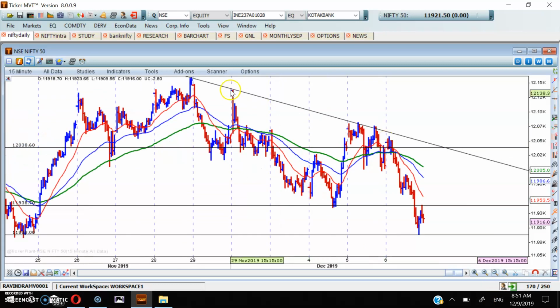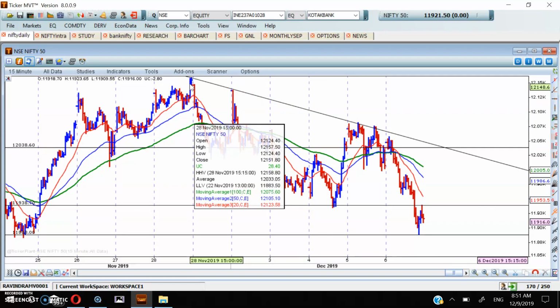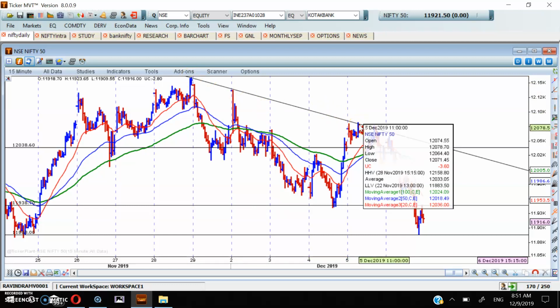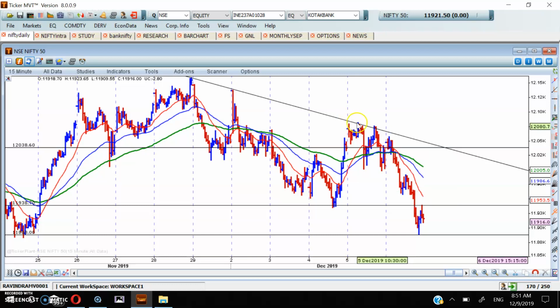If in case market pulls back, then we can see the trend reversal, and that trend reversal will be above this trend line. So what you'll have to do is, in the 15-minute chart, you'll have to take the high of 20th November at 3 o'clock, which will be the highest point, and you will have to pull that trend line to the 5th December high, and then drag that line.